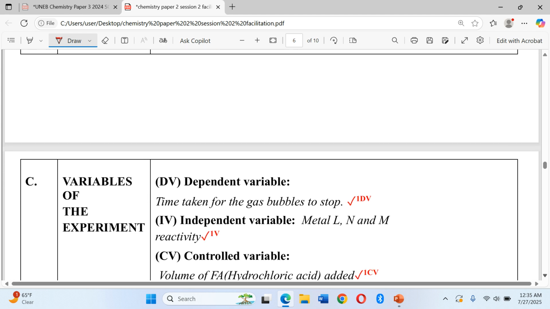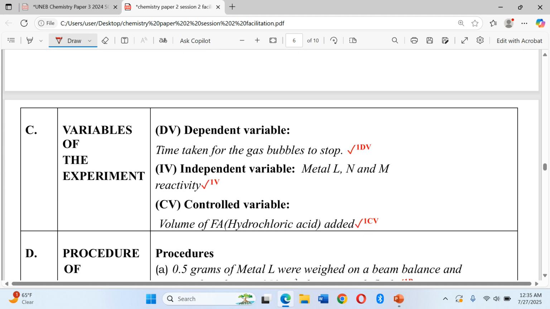Variables: we have the dependent variable, and we're saying that the dependent variable is the time taken for gas bubbles to stop. Then the independent variable is metals L, N, and M. Then the controlled variable is the volume of hydrochloric acid. So what are we going to be doing? We have three metals, so we are going to measure the volume of hydrochloric acid, which is the same; we keep it constant.